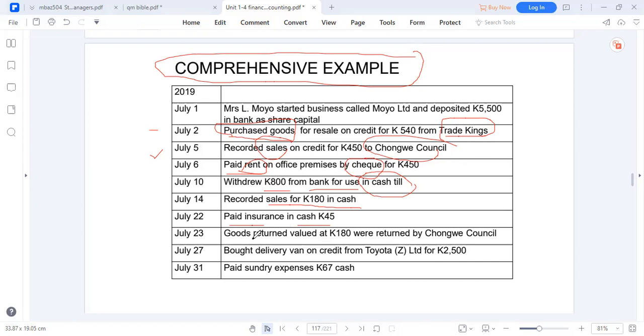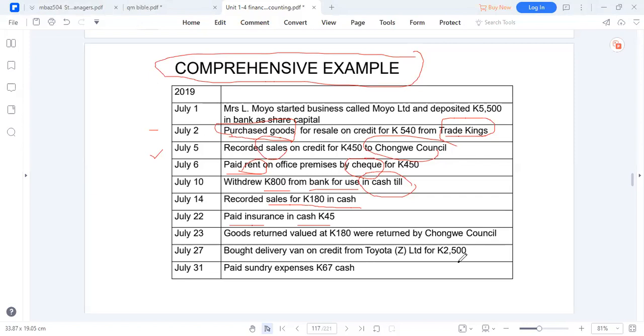Bought goods. Goods returned at a value of 180 by Chongwe Council. So this is what? Sales returns and Chongwe Council. All right. Yes.